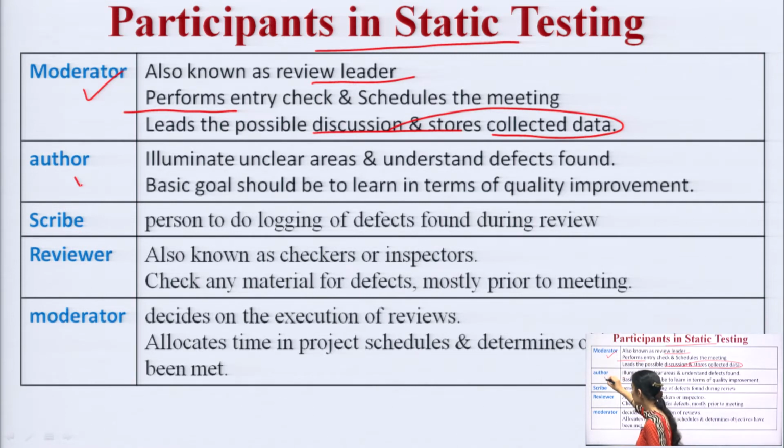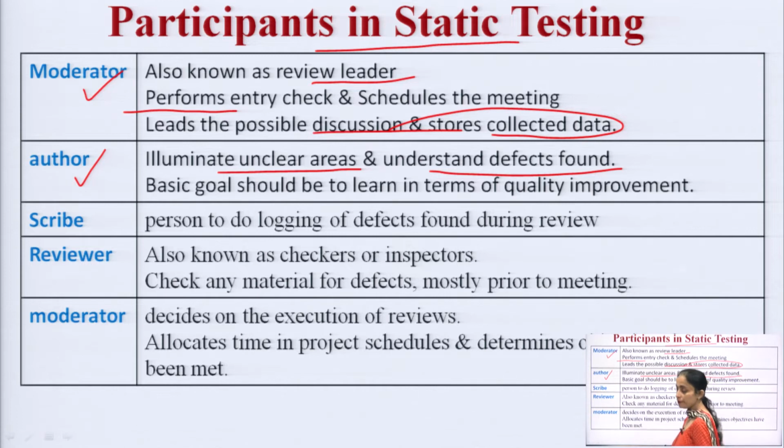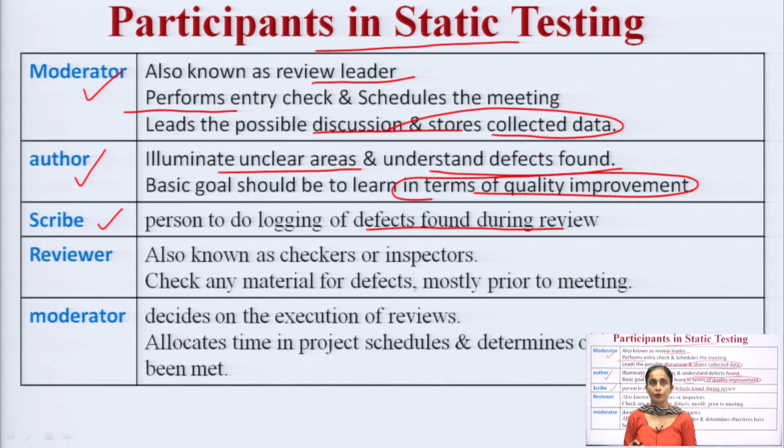Then the second participant is the author. Author means he illuminates the unclear areas and he understands the defects found. The basic goal of an author should be in terms of quality improvement, the focus of an author should be like that. Then the third participant is the scribe. Scribe is a person who does the logging of the defects if they are found during the review. He is just noting all the kinds of defects that come up in the review process.